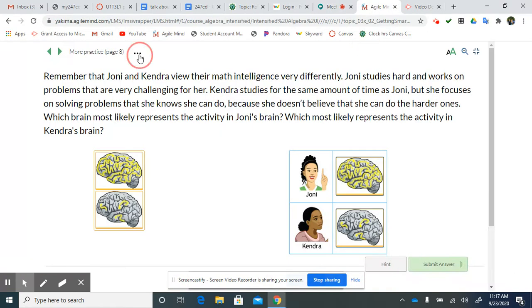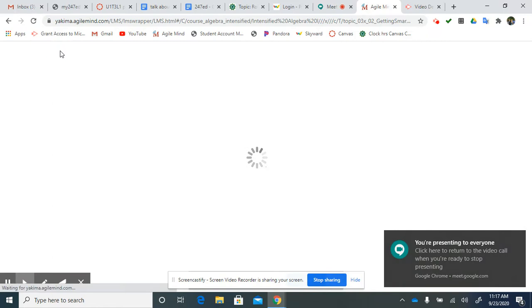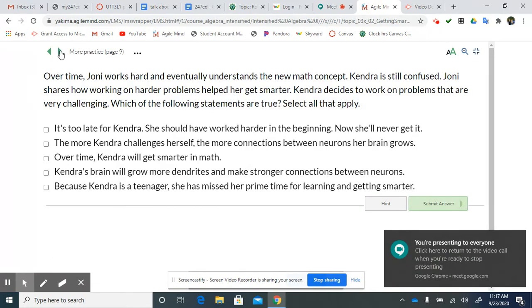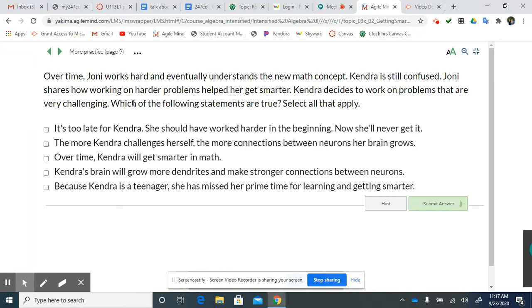All right, number 9. Over time, Joni works hard and eventually understands the new math concept. Kendra is still confused. Joni shares how working on harder problems helped her get smarter. Kendra decides to work on problems that are very challenging. Which of the following statements are true? Select all that apply. It's too late for Kendra. She's dumb. No. She should work harder at the beginning. Now she'll never get it.